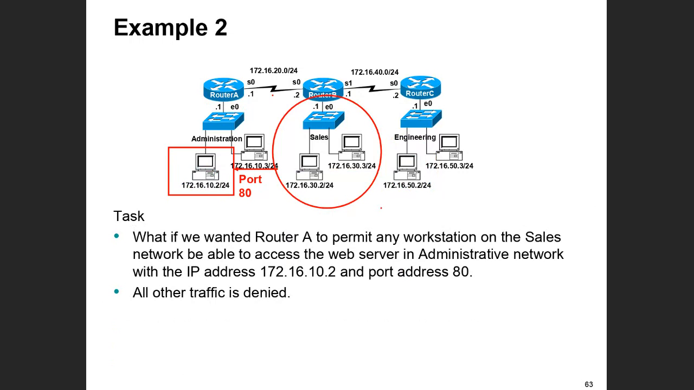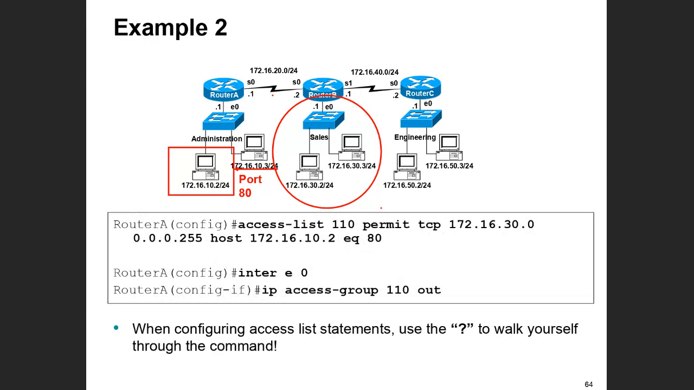Now, let's take another example. What if we wanted router A to permit any workstation on the sales network to be able to access the web server back in the administration department, the square red? All of the other traffic is to be denied. Okay, so instead of one workstation, we're going to use several workstations.